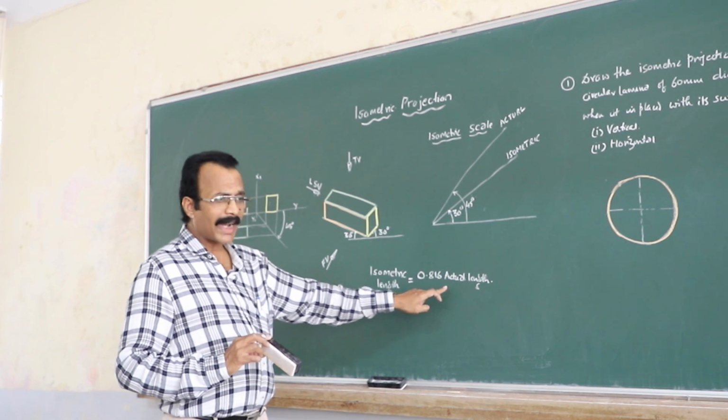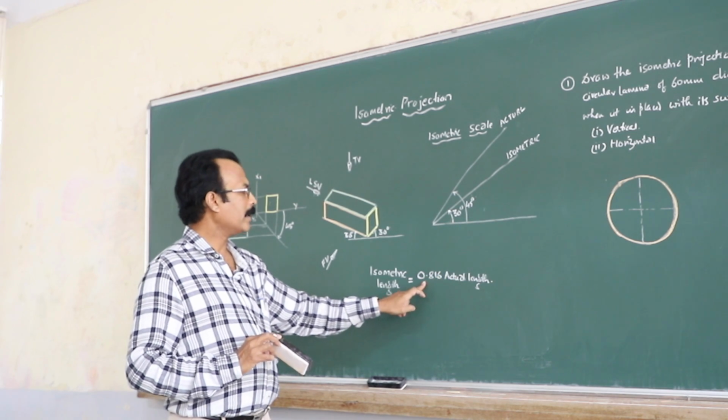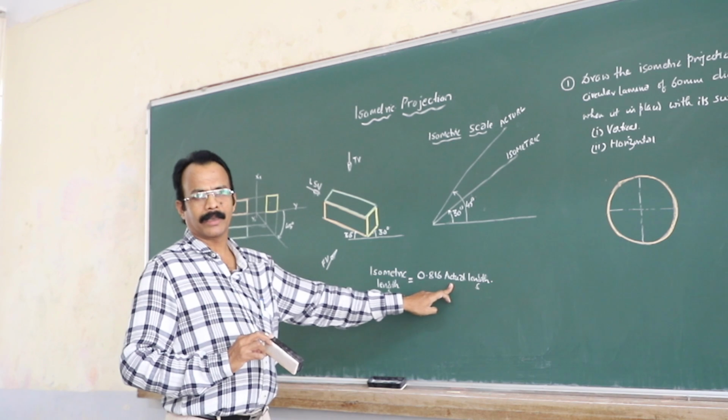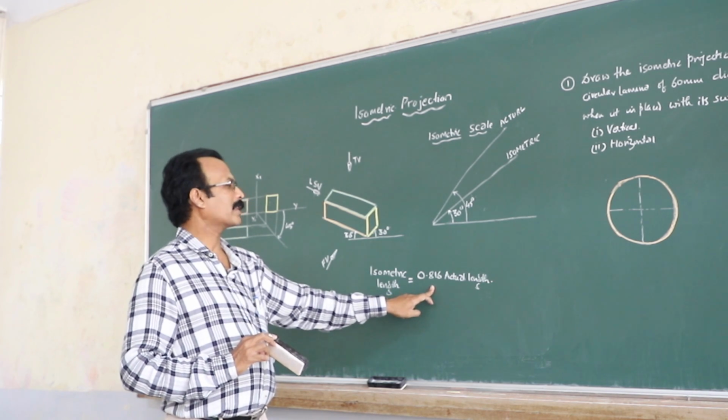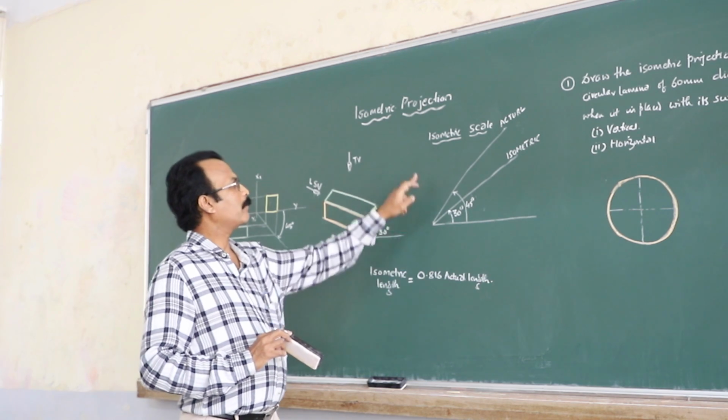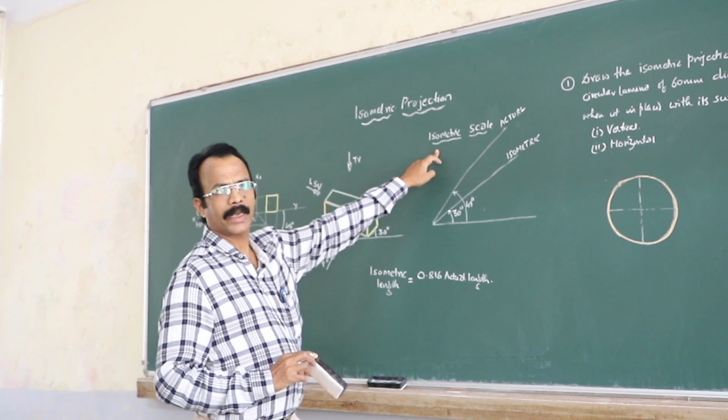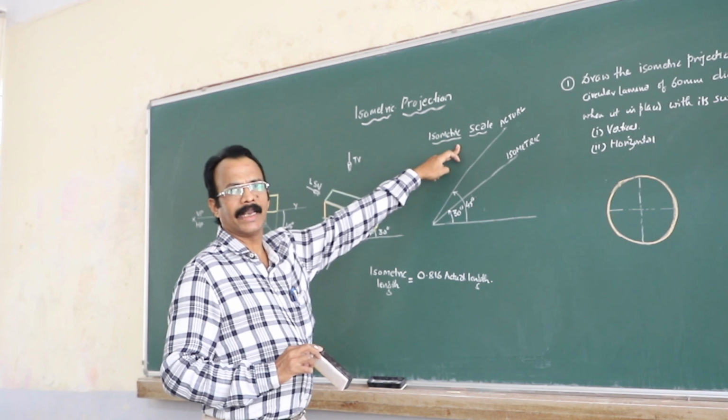So either with the help of the calculator you can find the isometric length, but repeatedly using the calculator is not suggested in engineering drawing, and we are going to use what is called an isometric scale here, right?